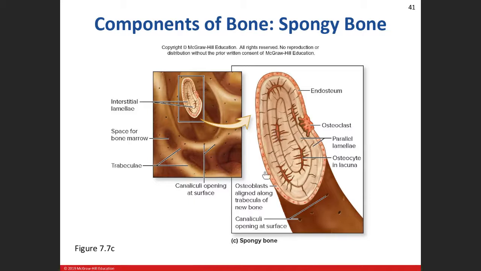But you can see here, to get a little bit of an appreciation of the trabeculae, this layer of osteoblasts. That's the endosteum. You can see it's going to line all of these trabeculae. So you'll have your osteoblasts and osteoclasts, because we're going to be making bone and remodeling bone. And then inside here, we have our osteocytes.